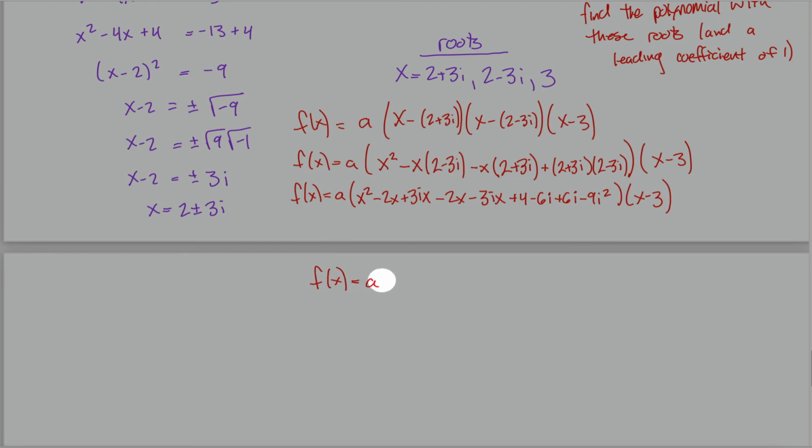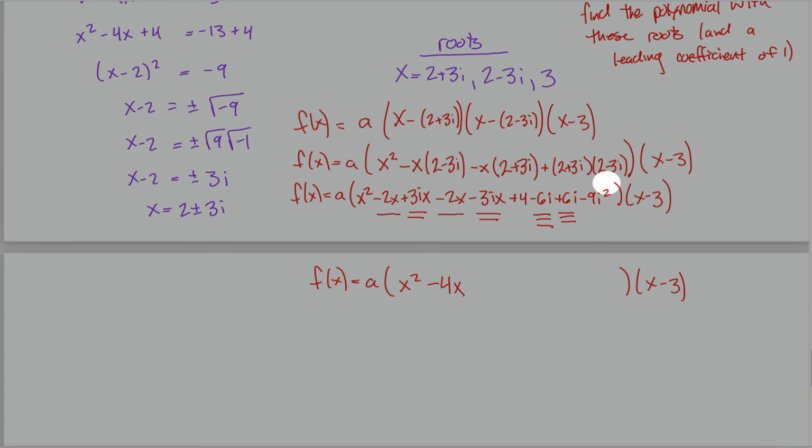We'll leave the a alone, and we'll work on these same sets of parentheses. Let's see, I got an x squared term. I can write that here. I got negative 2x and then another negative 2x. So in total, I have negative 4x. I have this 3ix, but I also have this negative 3ix. So those guys are going to cancel out. Similarly, I have this 6i, but I also have this negative 6i. So those guys are going to cancel out. I've got this 4 and this negative 9i squared left over.